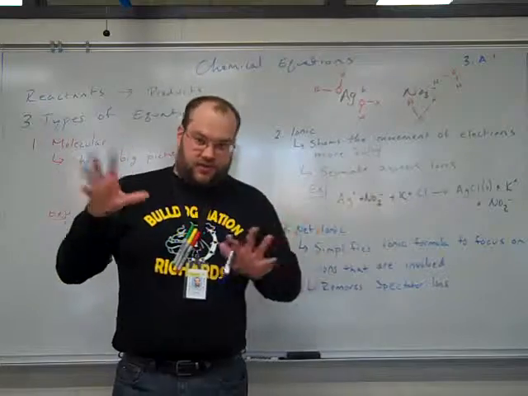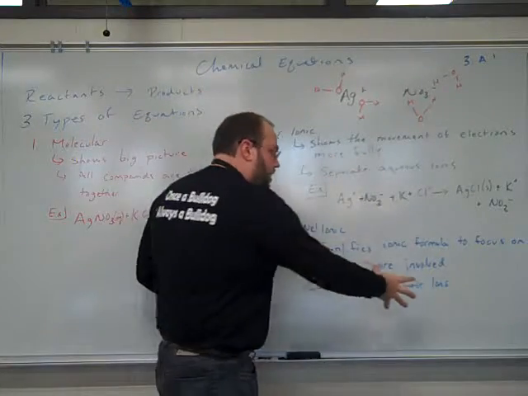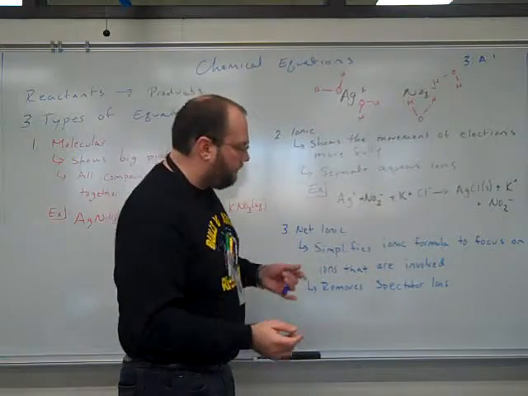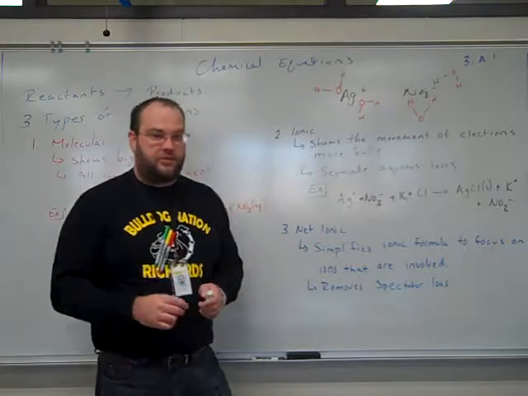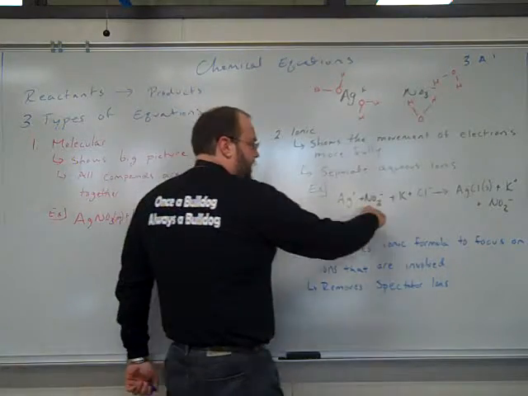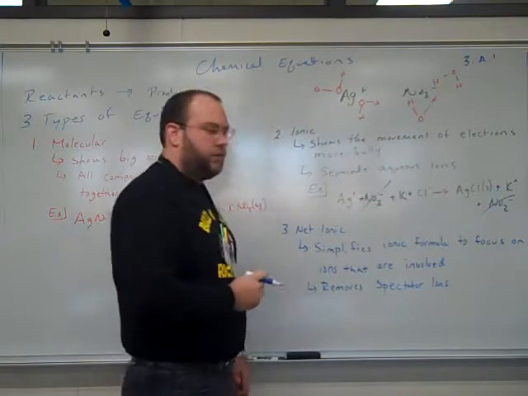I know you're going to get into all this, sports psychology, but let's be honest. Spectator ions are just ones that kind of just sit there and watch the reaction take place. We know how to identify spectator ions because they're the same before and after. So let's take a look. I have an NO3 minus here and an NO3 minus here. Those are the same thing before and after, so we're going to remove them.